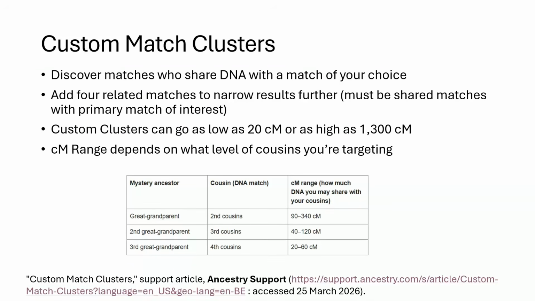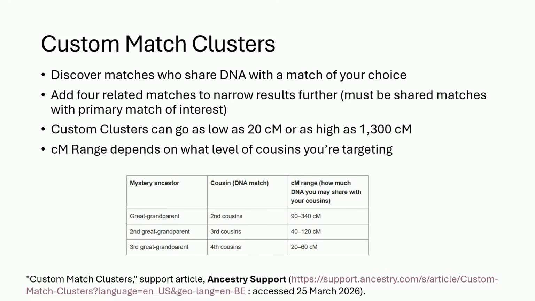A little more about custom match clusters from the Ancestry support article on this. So the purpose of this is to help you discover matches who share DNA with a match of your choice. And you can add 4 related matches to narrow the results further, and these must be shared matches with the primary match of interest. Custom clusters can go as low as 20 centimorgans, or as high as 1300 centimorgans. And if you're not sure what range, then you can look at this chart from the support article and think about what level of cousins you're hoping to find based on your research question.